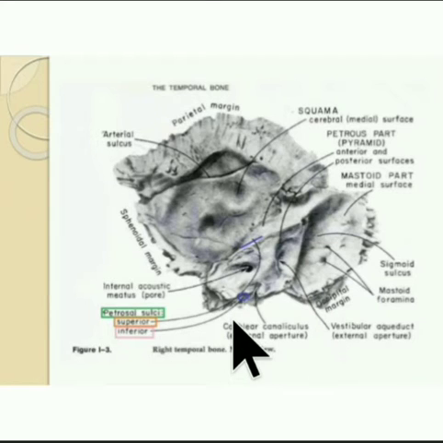And here you can see a petrosal sulcus, the superior petrosal sulcus. This is the superior petrosal sulcus, and here comes the inferior petrosal sulcus. So this is the petrous part of the temporal bone.